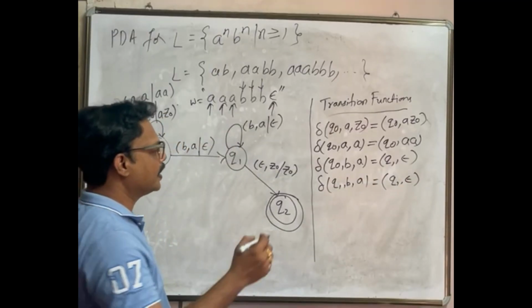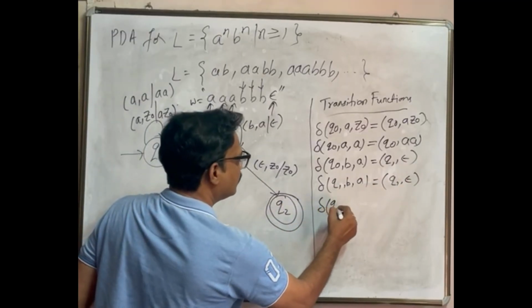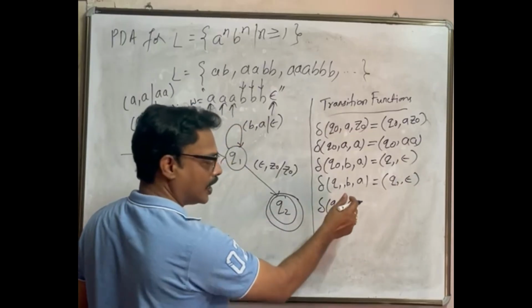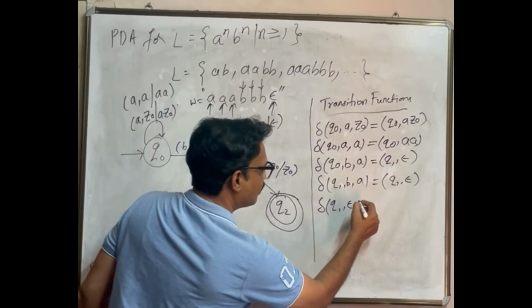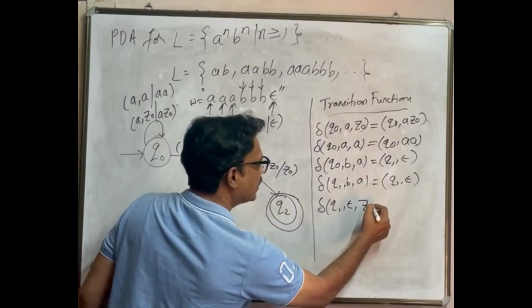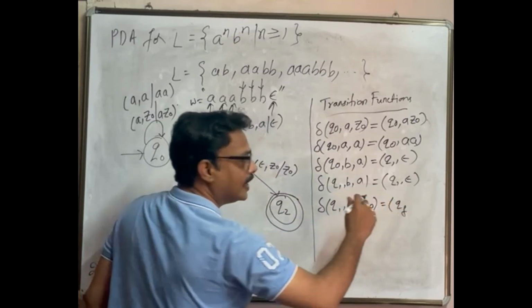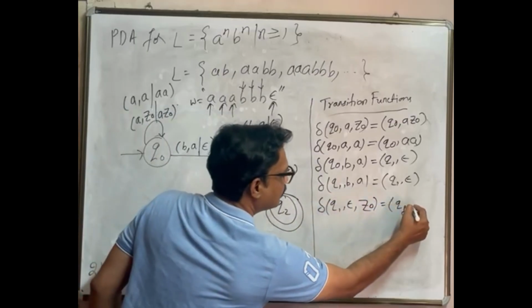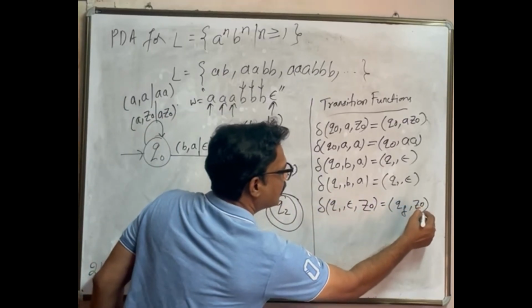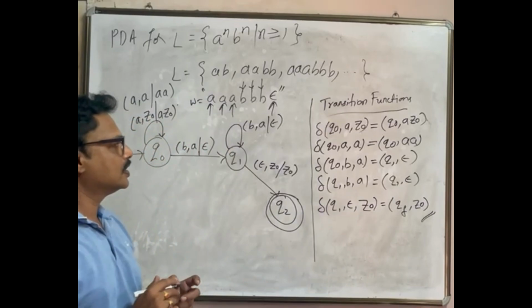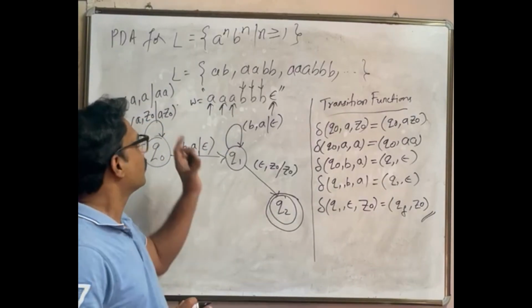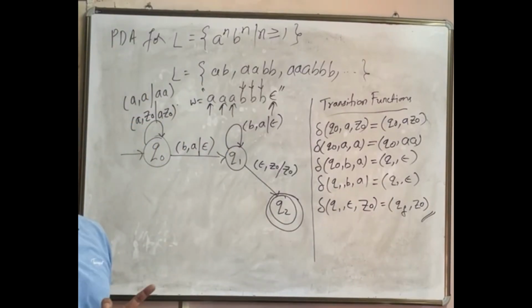Now on Q1, if it comes across epsilon, where the top of the stack is Z0, this gives rise to the final state, it is transitioned to the final state and keeps Z0 as it is. So these are the transition functions for the given designed PDA.